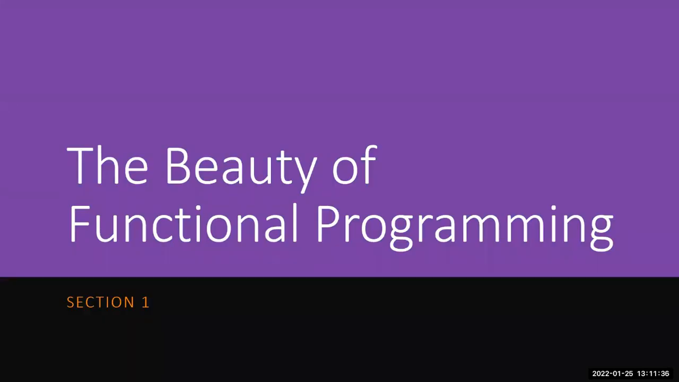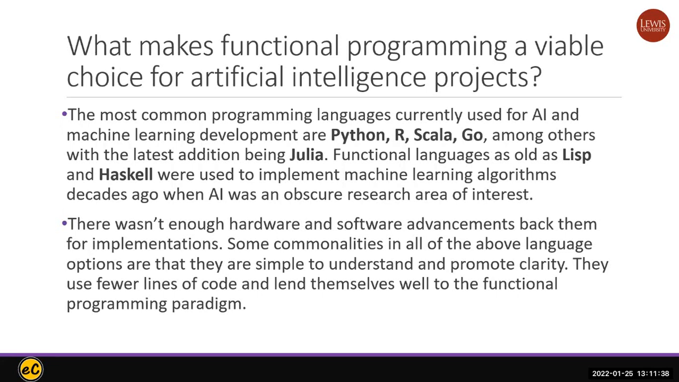So, the beauty of functional programming. What made functional programming a viable choice for artificial intelligence projects? The most common programming languages currently used for AI and machine learning are Python, R, Scala, Go, and some other languages. Okay, so we picked Python as the programming language for this course, Structure and Interpretation of Computer Programs, because Python has the features of functional programming, object-oriented programming, and traditional imperative programming. So it presents a very good example.